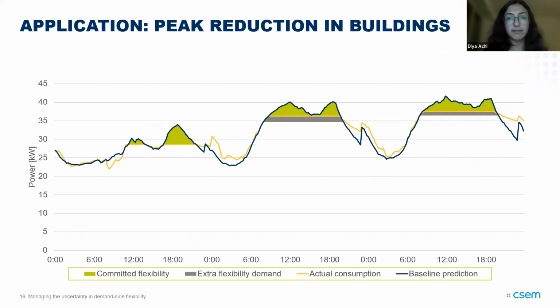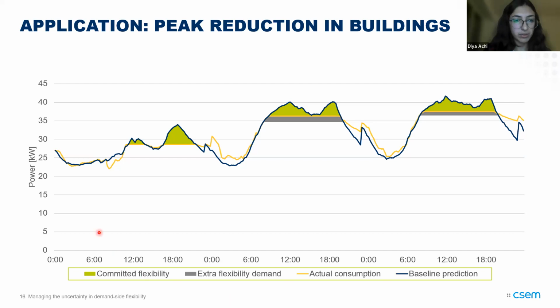And finally, a good application I wanted to show you. I think it summarizes the solution quite well: peak reduction in buildings. So we took buildings from Energim, then we estimated their flexibility and did the dispatch with the goal of reducing the peaks. And what you can see here is a graph of the aggregated results.